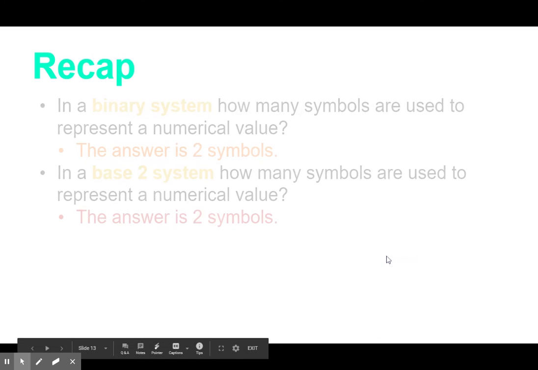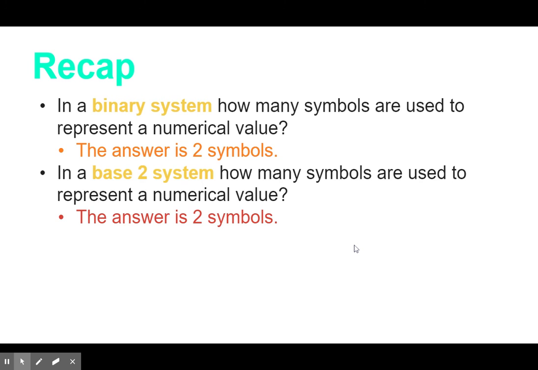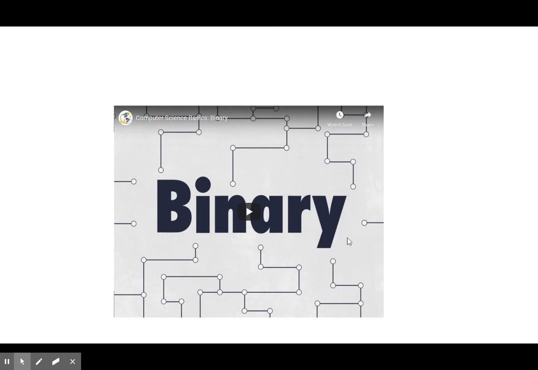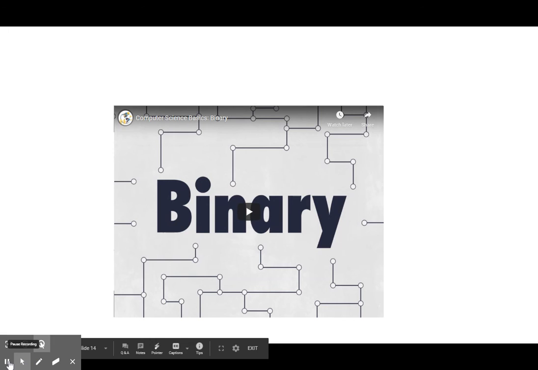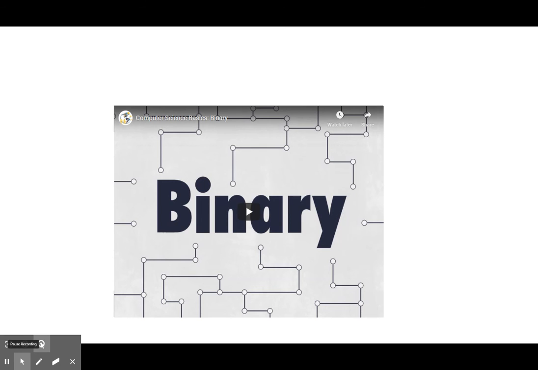All right, so let's go ahead and recap that info. In a binary system, how many symbols are used to represent a numerical value? The answer is 2 symbols. In a base 2 system, how many symbols are used to represent a numerical value? The answer is still 2 symbols, because binary means the same thing as a base 2 system. So binary system equals base 2 system. If you have access to this link, you can take a look at this clip. It's a binary video. You'll have that available to watch separately and in addition to what we are covering here.